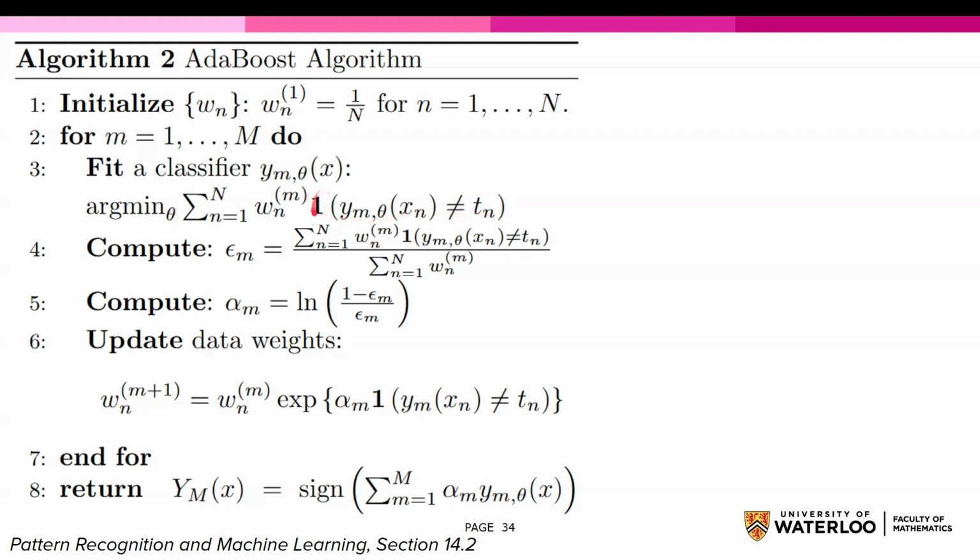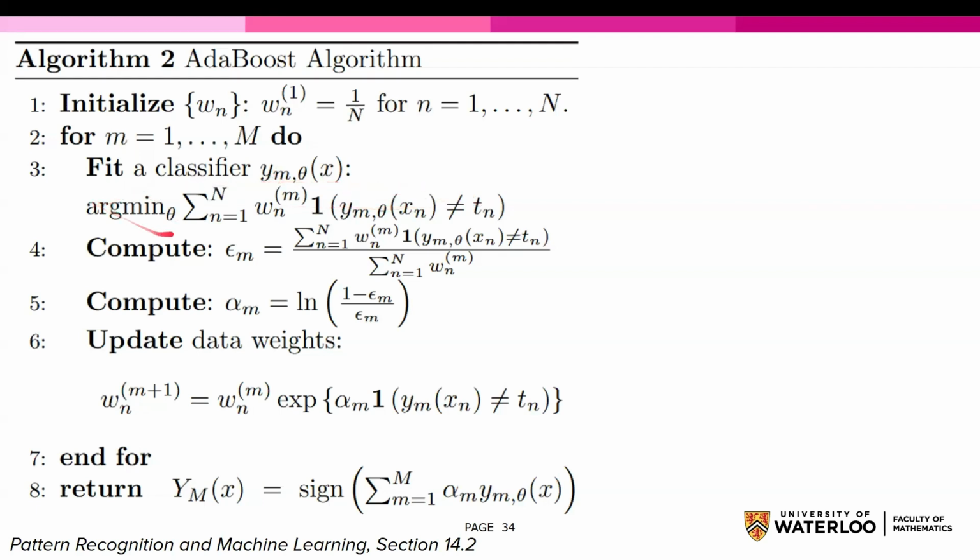There's this indicator function that's going to be 1 when there's a mismatch between the prediction and the actual target, and then we're weighting those misclassifications on a point-by-point basis. So this whole expression here is simply minimizing a weighted objective.